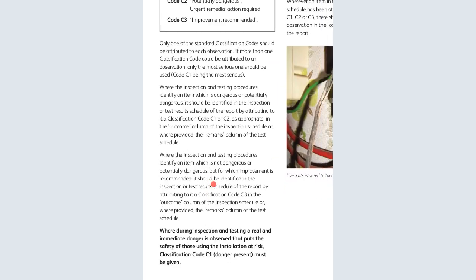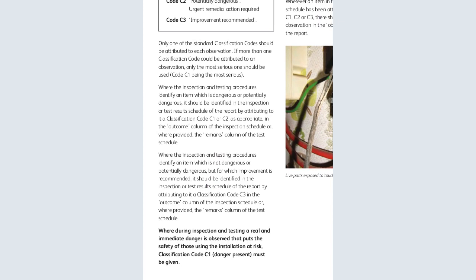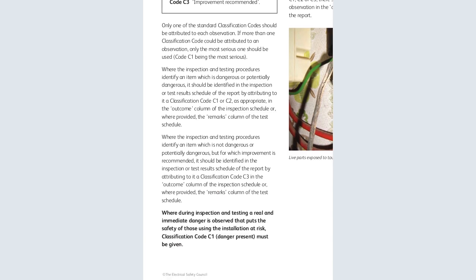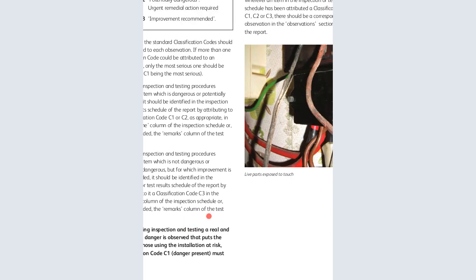Where the inspection and testing procedures identify an item which is not dangerous or potentially dangerous, but for which improvement is recommended, it should be identified in the inspection or test results schedule of the report by attributing to it a classification code C3 in the outcome column of the inspection schedule, or where provided the remarks column of the test schedule. Where during inspection and testing a real and immediate danger is observed that puts the safety of those using the installation at risk, classification code C1, that is danger present, must be given.